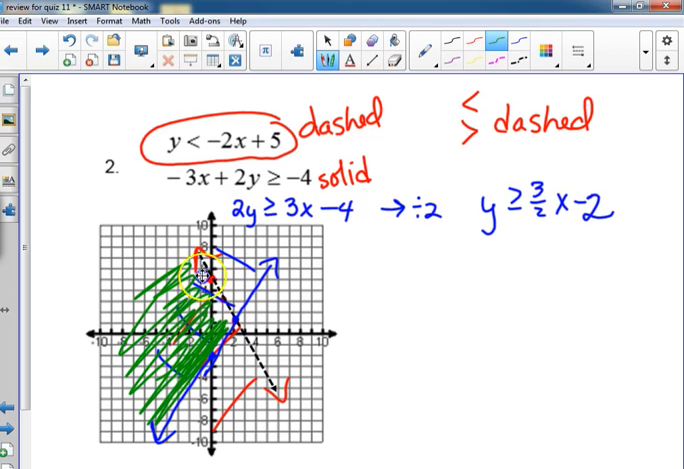0, 0 is shaded according to us for both. Okay, so if I put it back in the very original ones, I'd get 0 is less than 5. And 0 is greater than -4. So it works, okay?